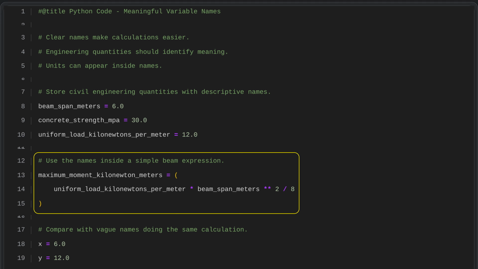The maximum bending moment for a simply supported beam with a uniform load is found by multiplying the load per meter by the square of the beam span, then dividing by 8. This gives the result in kilonewton meters. Using clear descriptive names for the load and span makes the calculation easier to read and understand.